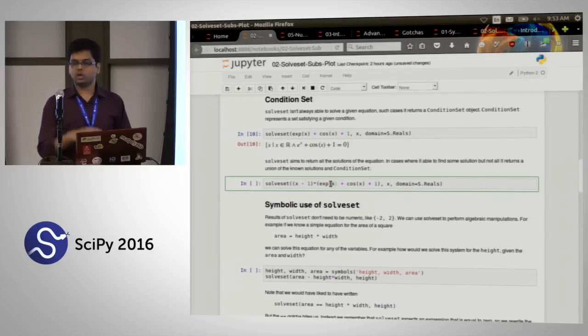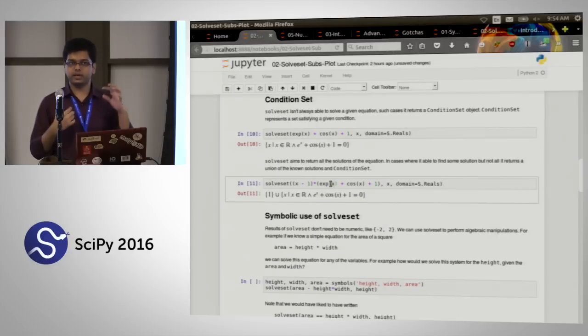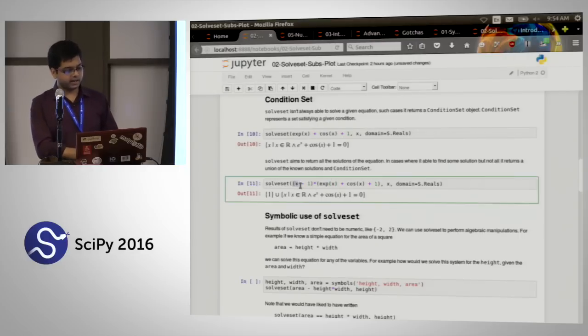Solve set aims to return all the solutions it can return. One of the problems with the earlier solve function was it never gave you guarantees whether you're getting all the solutions or not. So what solve set does is it returns the solutions it can find, and for the other things, it returns a union. In this equation, it can solve the x minus 1 part, so it returns 1. But for this part, it cannot solve, so it returns the condition set object.